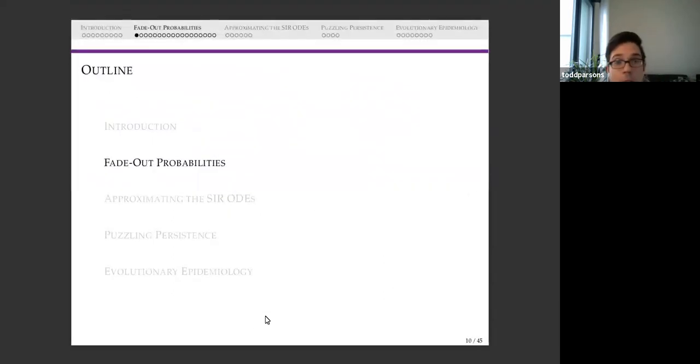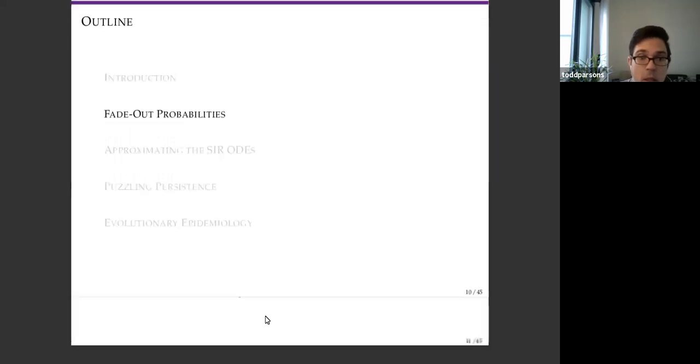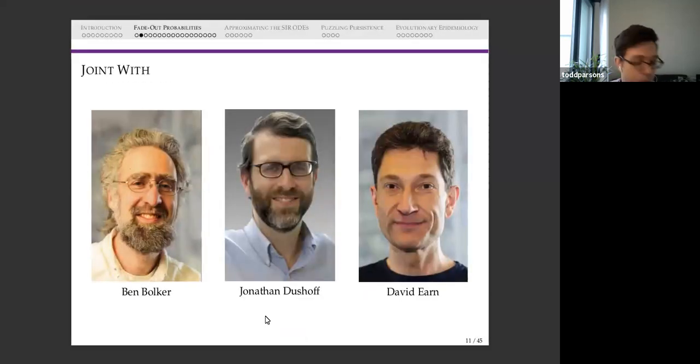My interest today is in talking about fade out probabilities, the probability that after the initial epidemic, the disease goes extinct. I will refer to my colleagues over and over again, Ben, Jonathan, and David. Here's what they look like. They're all in the infectious disease laboratory at McMaster University. Ben is a statistician. David is a mathematician in dynamical systems. And Jonathan is a bit of a wunderkind who does math and biology. I've been working with them on this project and a few other related projects.